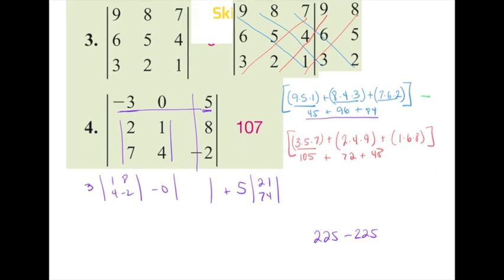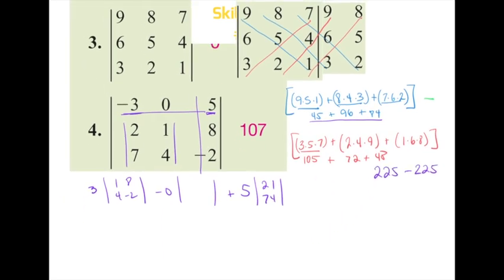And so when you do this guy, you would say 3 times 1 times -2 is -2, minus 4 times 8 is 32. This zeroes out, plus 5 times 2 times 4, which is 8, 7 times 1, which is 7. And so you have -2 minus your 32, which is -34, and then plus 5. Helps to put your negative there.